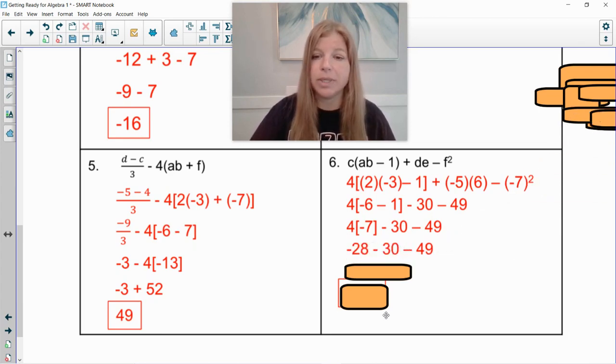Minus 30, minus 49. And remember, we do our subtraction in order from left to right. -28 minus 30 is -58. And -58 minus 49 gets us -107.